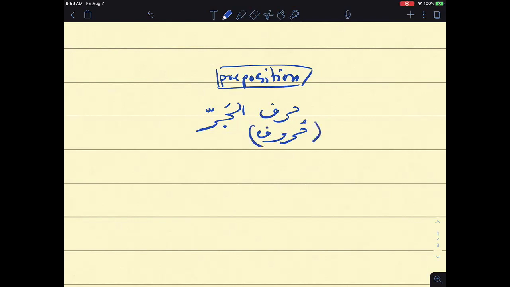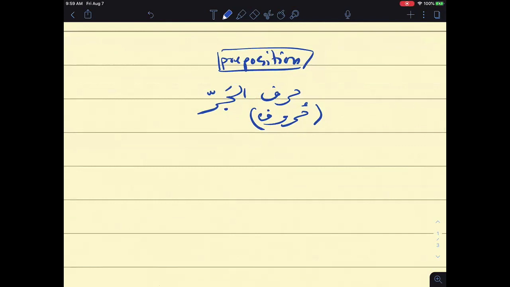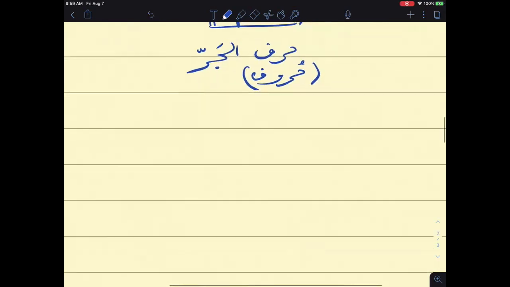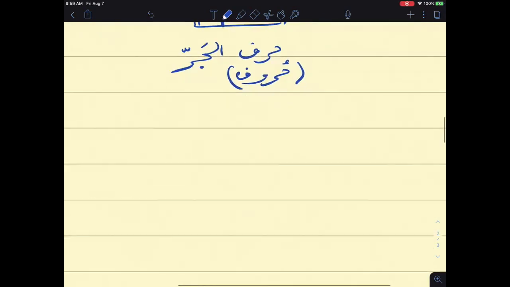This is the term I want you to get familiar with, because the book actually gives this term, but it gives it at the end, huruful jar. So how many huruful jar did we study? I'll just write them down here, quickly, a few of them: fi, ala. I'll just write all of them, it doesn't take too long. I mean ila, right?